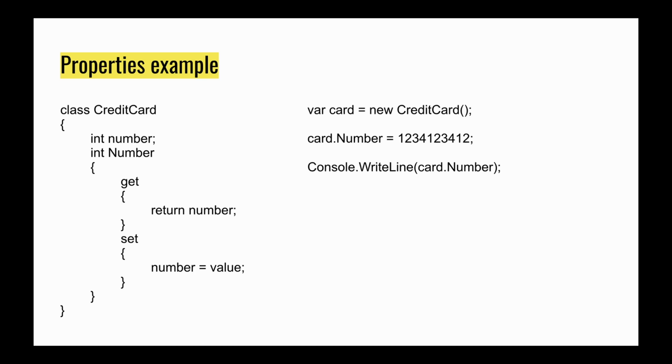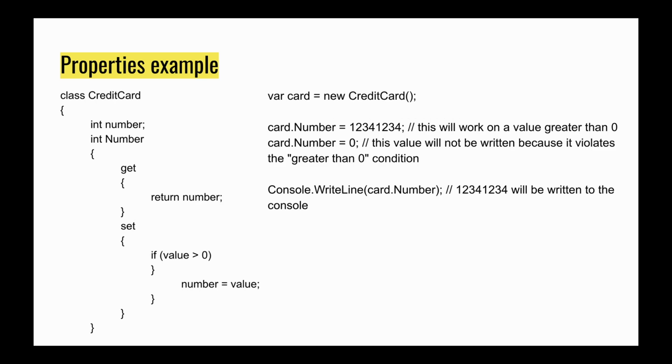In the program, we can refer to the property as a normal field. If we assign a value to it, then the set block is triggered, and the value is passed to the value parameter. If we get a property value, then the get block is triggered, which actually returns the value of the variable underneath. It's important to emphasize that properties in C# are named with a capital letter, and if they consist of two words, then upper camel case is used, for example, like cardholder name.